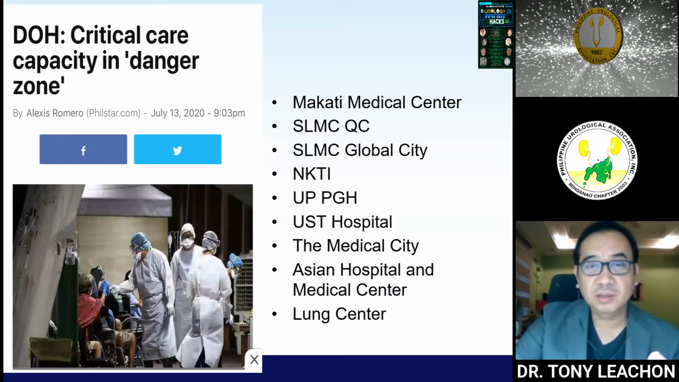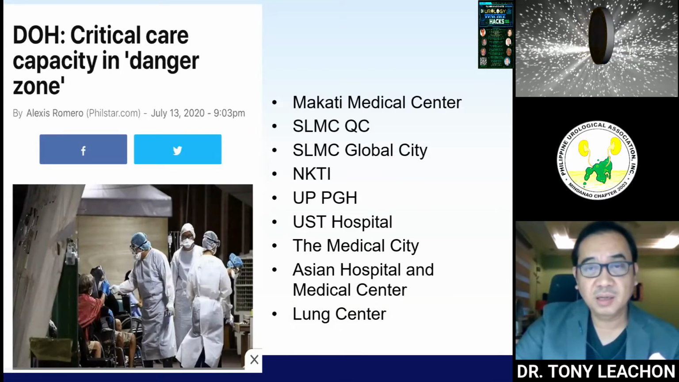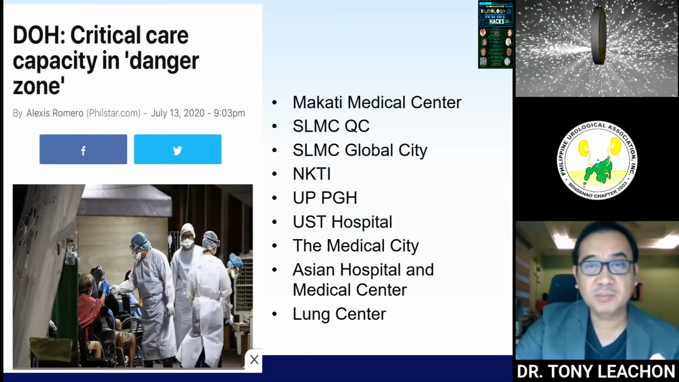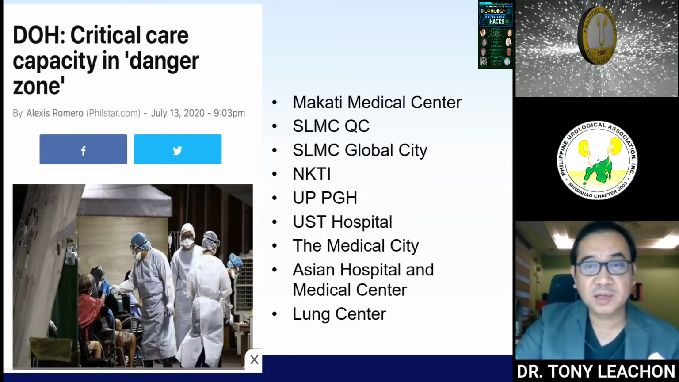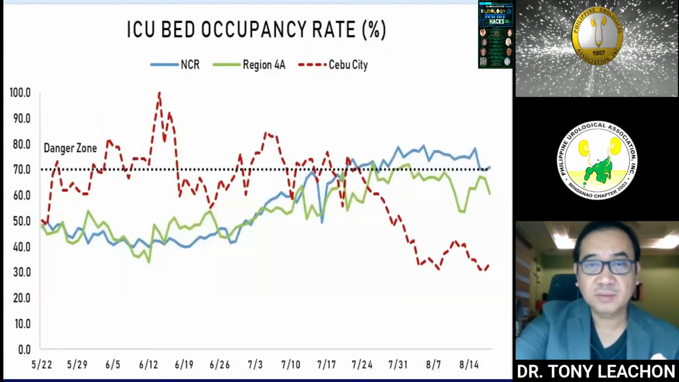In July, the critical care capacity of the different hospitals was reached. And up to this point in time, we have problems regarding the capacity, the bed capacity, the ICU, and the mechanical ventilators of the different hospitals.